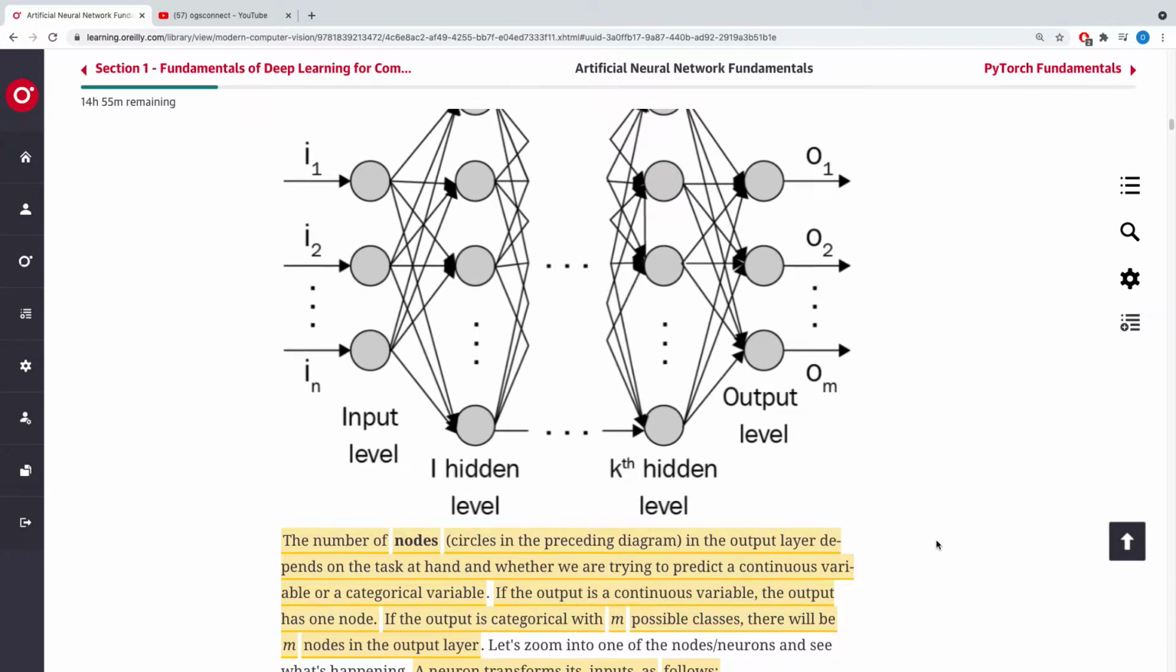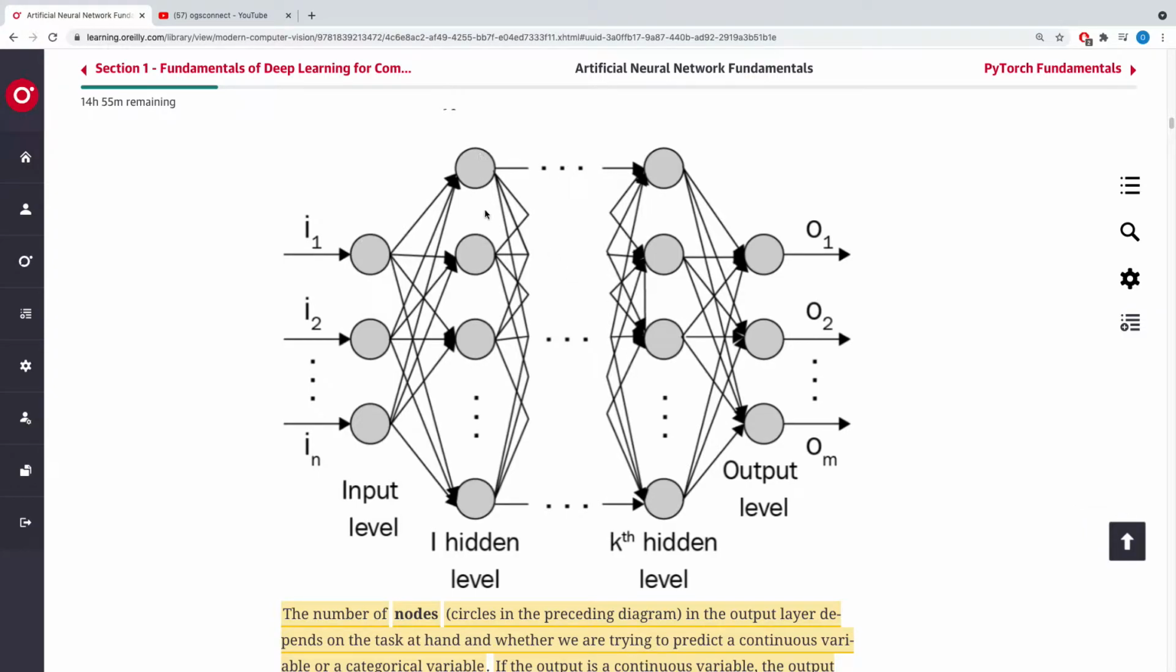A hidden layer consists of multiple neurons. So you can have as many neurons as possible in a layer. That now talks about the concept of the width and the depth. When you talk about the depth, you're talking about the number of layers that we have. Like here, you have k hidden layers, so the depth is k.